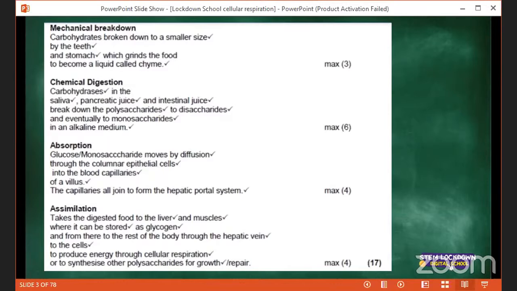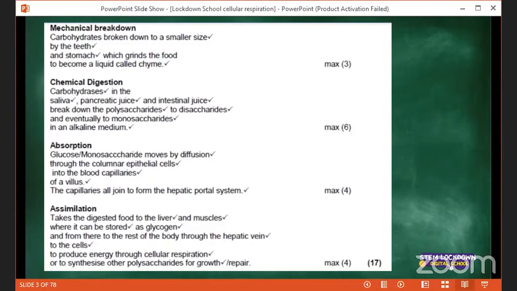Then for explaining chemical digestion of carbohydrates, you need to say that enzymes in the saliva, pancreatic juices, and intestinal juice break down the polysaccharides to disaccharides and eventually to monosaccharides in an alkaline medium. And the maximum number of marks that you get there is 6.